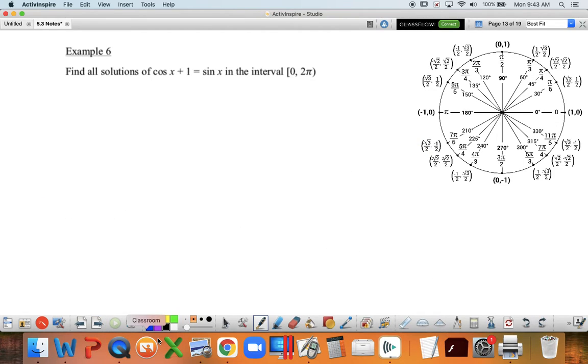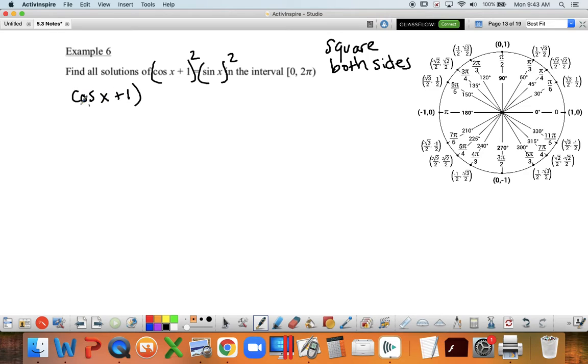All right, we now have an interval set up for us, okay? I do see I have both a cosine and a sine, which again is no bueno. We don't like that. So what I'm going to do, I am going to square both sides. Okay, so we're going to square this side and we're going to square this side. Now by squaring the left side, that means I am going to have to FOIL this. I know, a lot going on here.